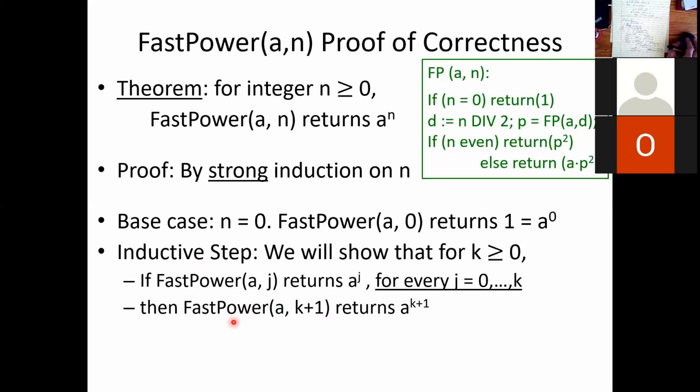So another way of reading this is like this. I'm arguing that FastPower at a with parameter k plus 1 returns the correct value if FastPower returns the correct value for all integers smaller than k plus 1. That's what this says. It says that FastPower worked for all integers smaller than this. And that's what you need in this inductive proof. And now you're going to say, okay, it might be obvious for some of you, but why not a standard induction?